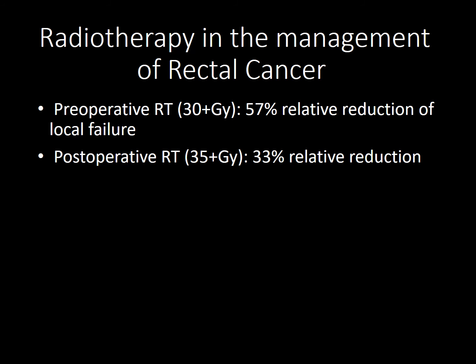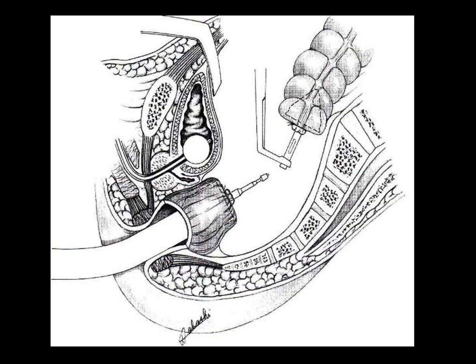Radiotherapy in the management of the rectal cancer. Preoperative radiotherapy, 30 Gy, gives a 57% relative reduction of local failure. Post-operative radiotherapy also has a 33% reduction. So we are now using neoadjuvant therapy. Neoadjuvant means preoperative radiotherapy. And this is how we make the anastomosis down in the rectum, in the anal canal, in the narrow pelvis, especially in males.